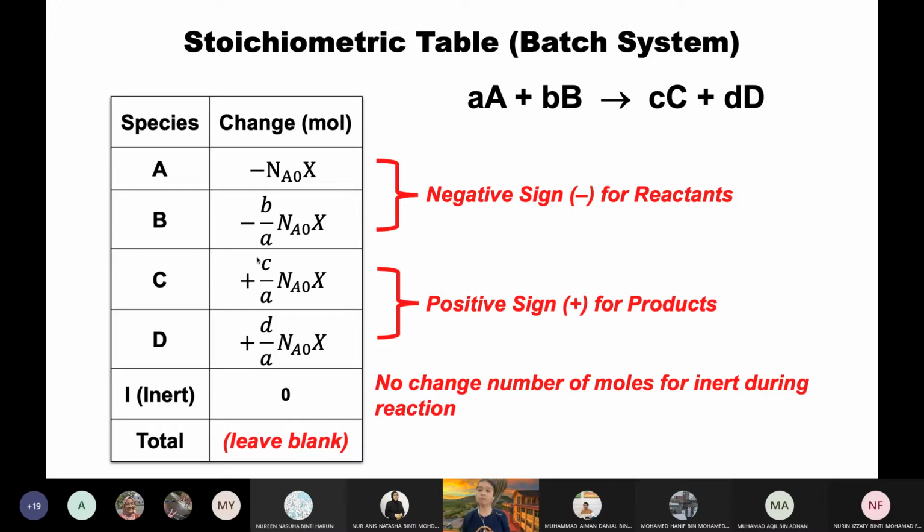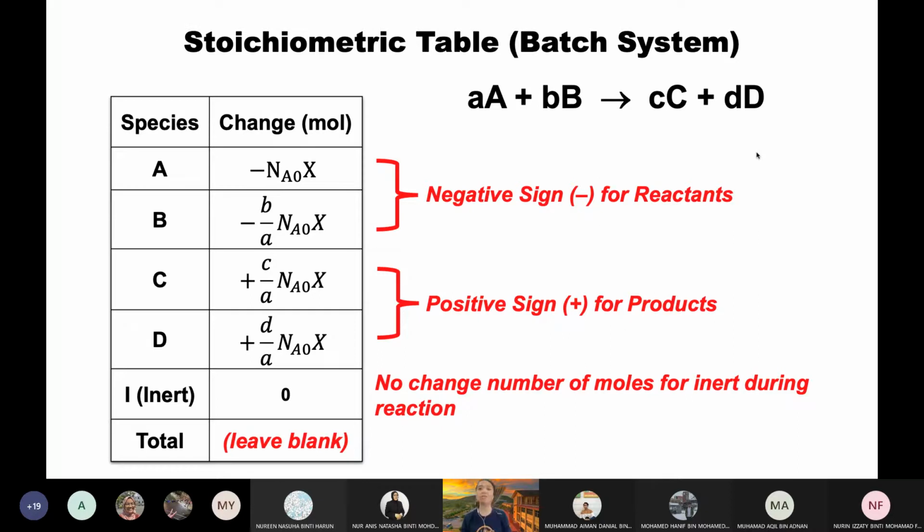Itu adalah berapa banyak B kamu berubah. Okay. What about C and D? So, C and D in this example are products. So, product, dia konsep dia kalau kamu confused lah, negatif, positif, kamu just ingat je. Kalau benda tu reactant mesti negatif, kalau produk dia mesti positif. Senang, that's the easiest way to not get confused.